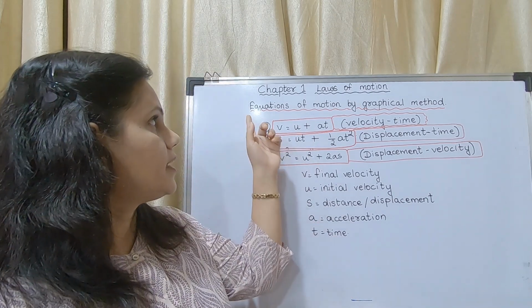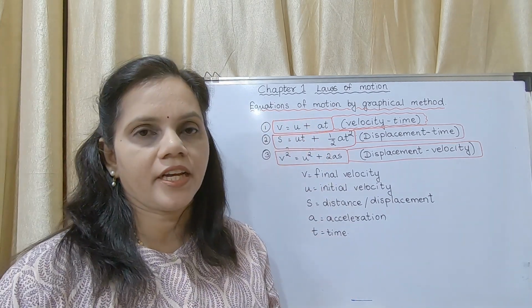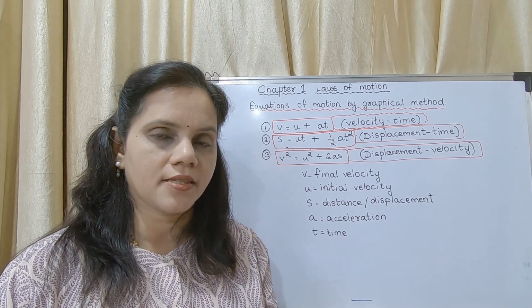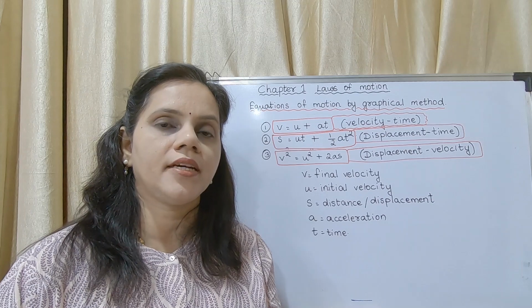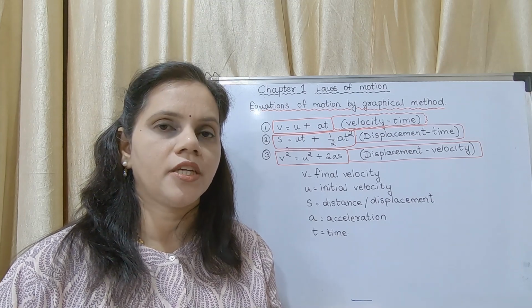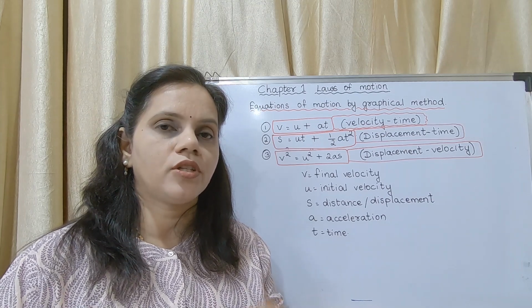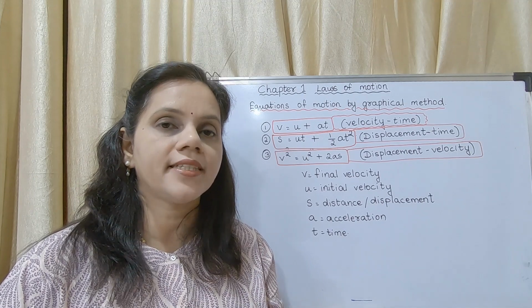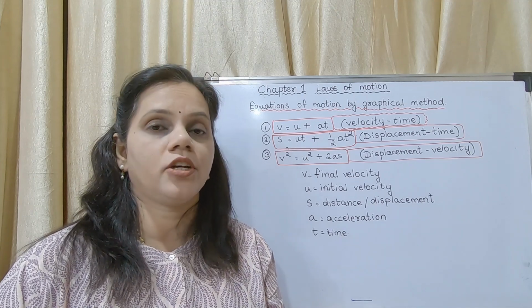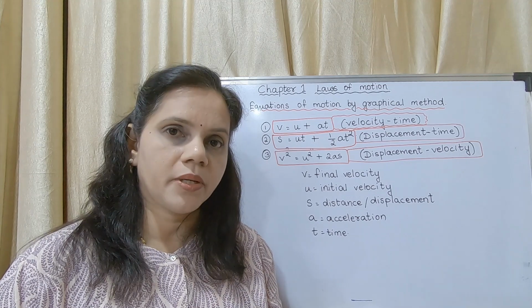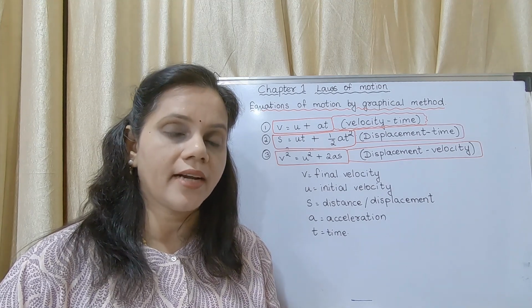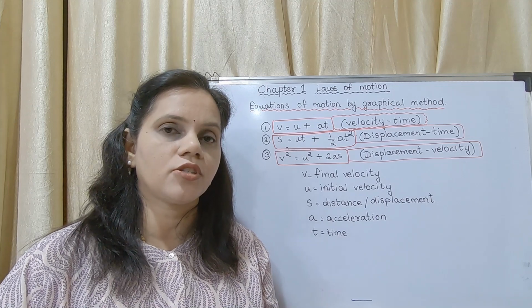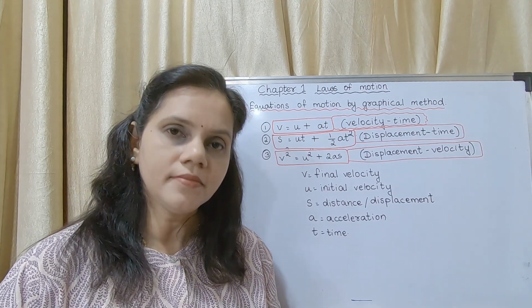So the equations of motion by graphical method, you are having derivations, just like you have proofs in geometry. In geometry you are having proofs. You have to draw a diagram and you have to prove a theorem. Do you remember? Have you heard about theorems? You had theorems last year in 8th standard also in geometry.